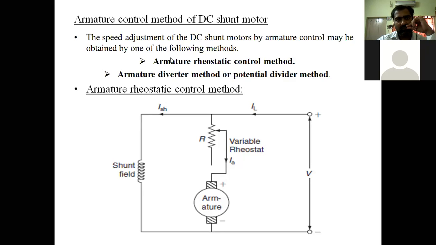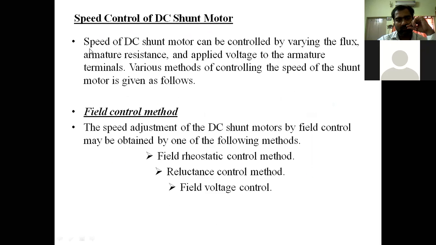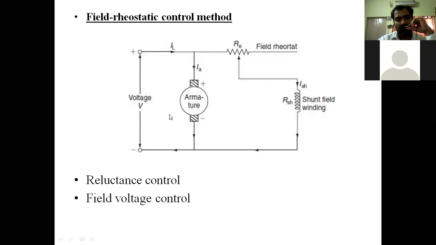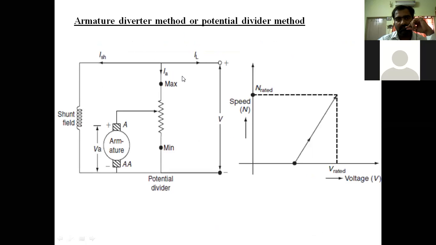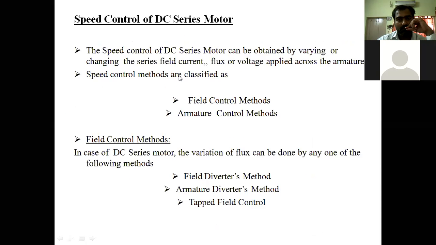In the field control methods, there are methods like the field rheostatic control method, reluctance control method, and field control voltage, which we have seen and discussed earlier. These two methods we have also used under the armature control methods. These are the methods we have used for the shunt motor.